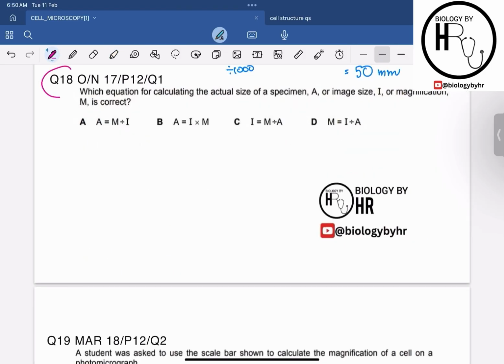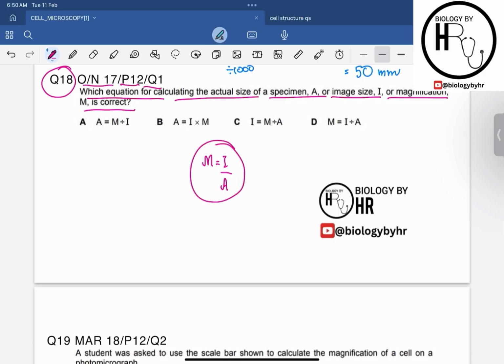Let's now move on to question 18, which is from October-November 2017, paper 1 to question 1. They are asking which equation for calculating the actual size of a specimen A, or the image size I, or magnification M is correct. We should know the formula for the magnification, that the formula for the magnification is the image length divided by the actual length. Now they are asking which formula can be correct for any of these, right? If we make M the subject, which formula can be correct? If we make A the subject, which formula can be correct, right? And if we make I the subject, which formula can be correct?